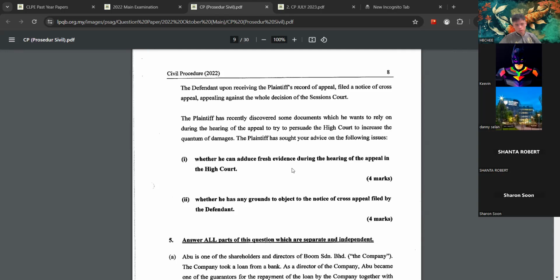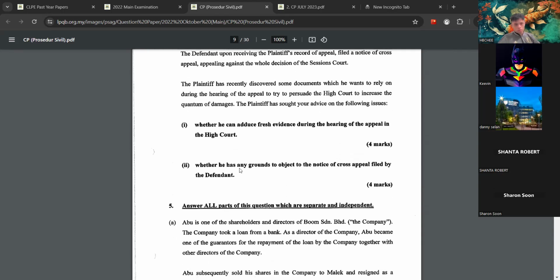Yes, it's on notice of cross appeal. The notice of cross appeal, right? You can only confine it to a certain issue or partial issue only. You are not allowed to appeal against the whole decision of the court. So by quoting Order 55, Rule 8, this is your answer already.